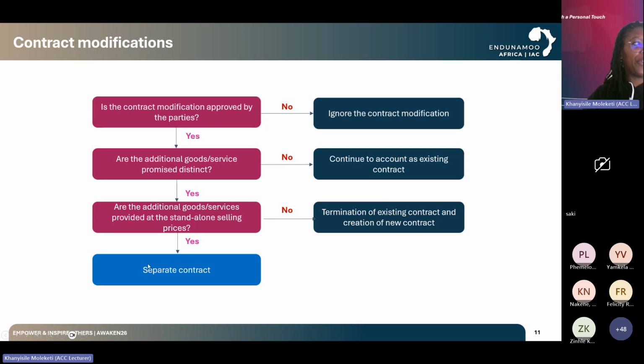Okay, so 3 possible scenarios. 1, separate contract, meaning leave whatever's been done here and start from scratch with the new additional goods or services, right? So this new contract continues to be treated as is. The original 20, you treat exactly as is, and this 5, you treat according to its own terms.